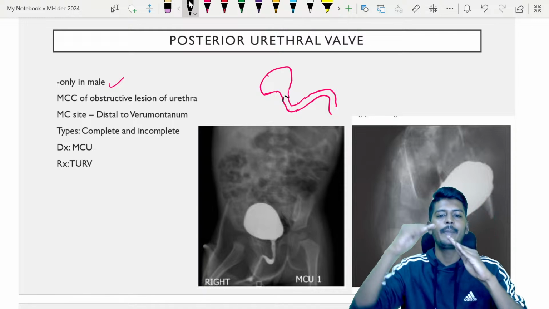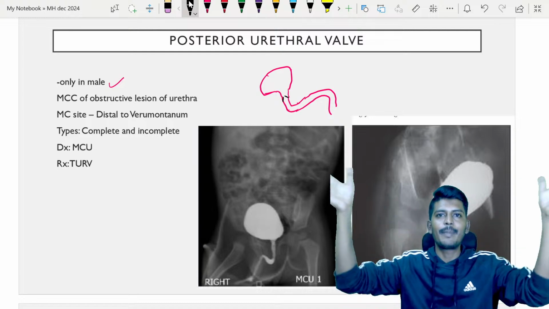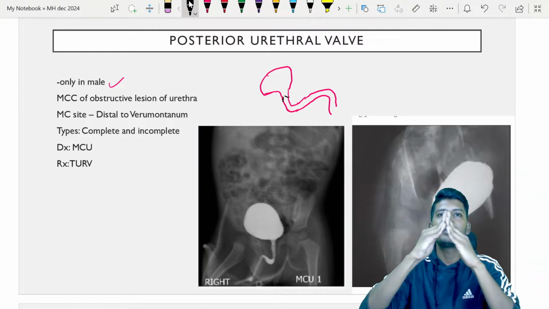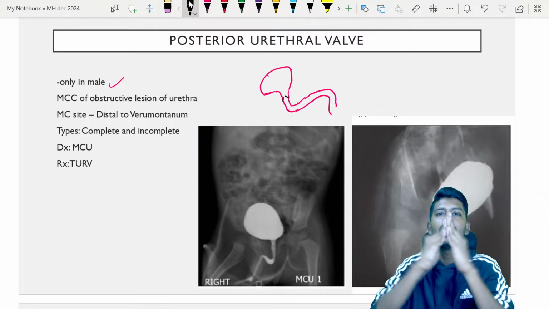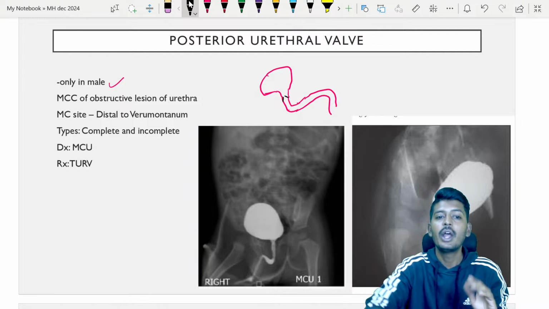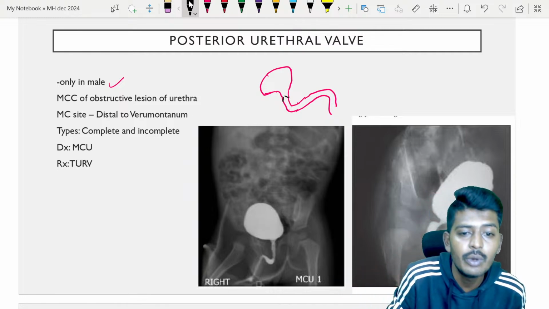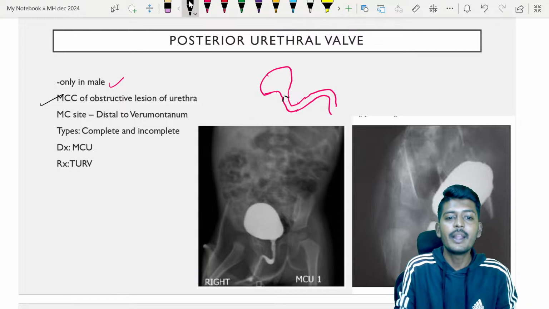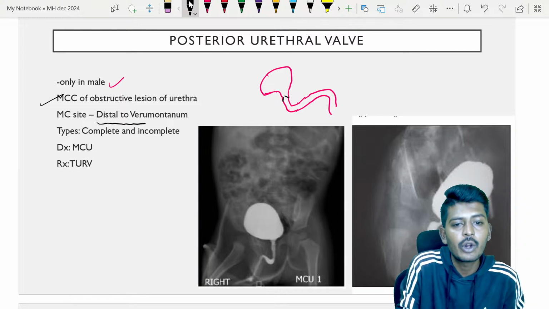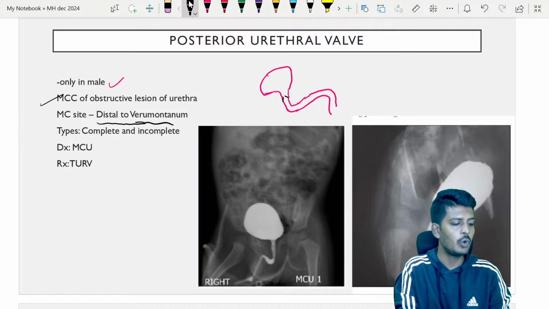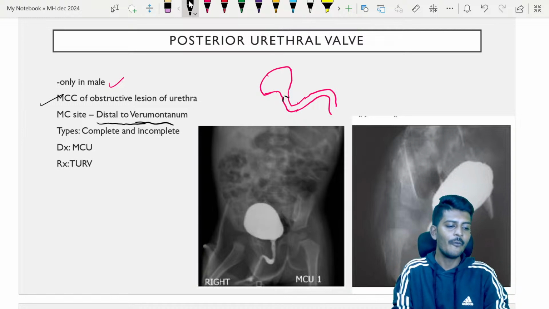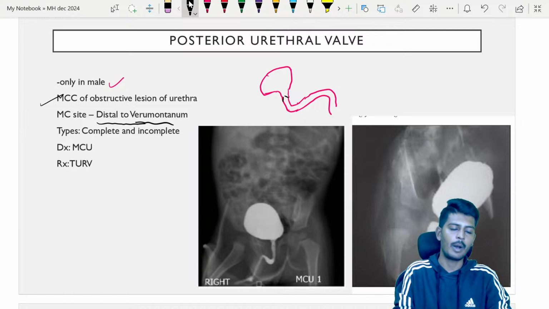Normally what will happen? It will be sitting like this. As soon as the bladder contracts, the valve will shut down. If the valve shuts down, urine cannot come out. So this is the most common obstructive lesion of the urethra. The most common site is a point called verumontanum, just distal to the verumontanum.